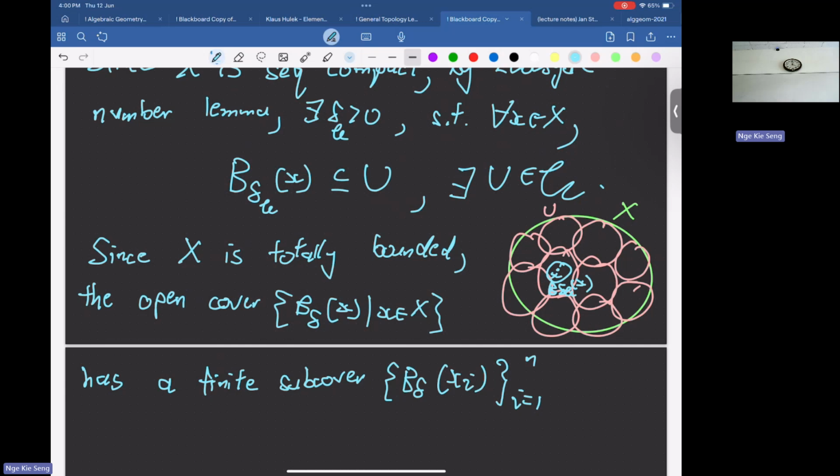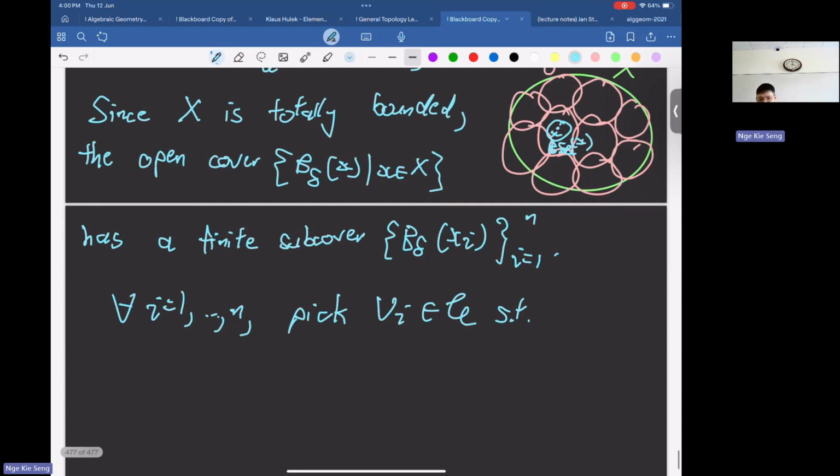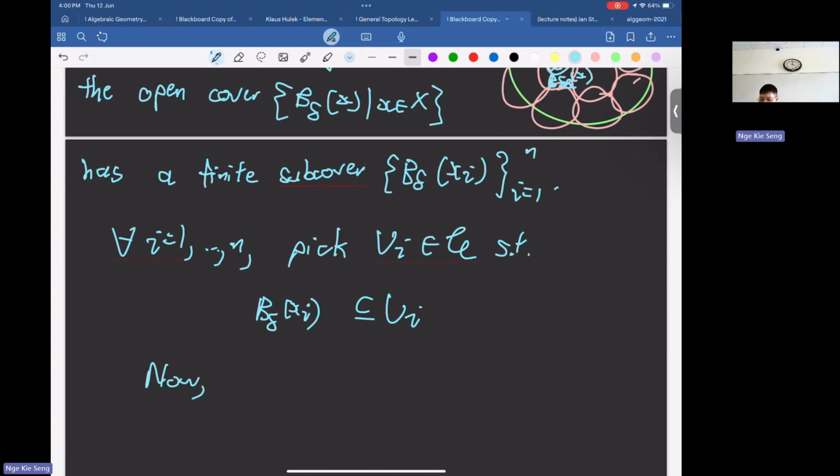But totally bounded says what? If you look at all these B delta, you just need finitely many of them. And then these finitely many of them must live in some U. Then how many U do you need? Just as many as you need for your B delta. So for every i from 1 up to n, we just pick u_i in C such that u_i contains B delta x_i, the finite B delta x_i. Then this is your finite subcover.